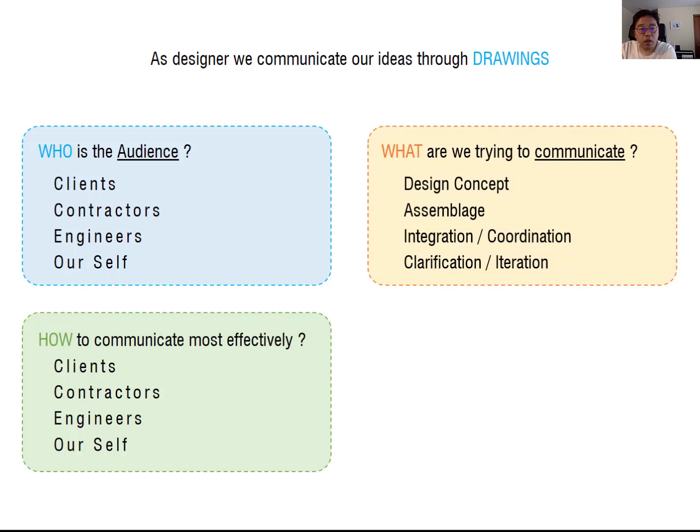Then what are we trying to communicate? First, you have to communicate your concept, what your design form is. And then you also communicate the assemblage, integration and coordination. This shows how your building is assembled together and how your building can be constructed. So you have to deliver your building form and design, and you also have to provide the technical part as well.